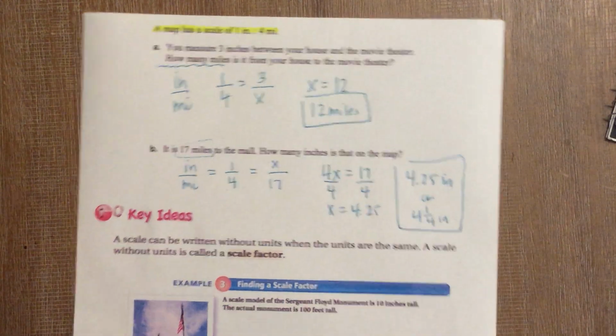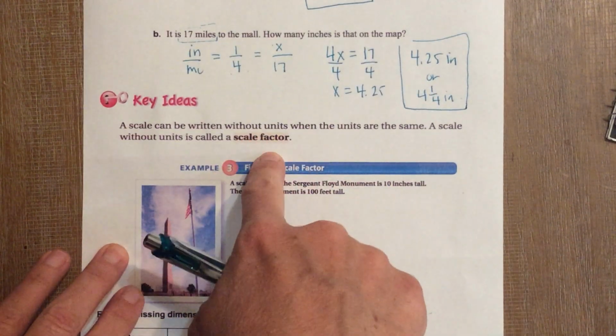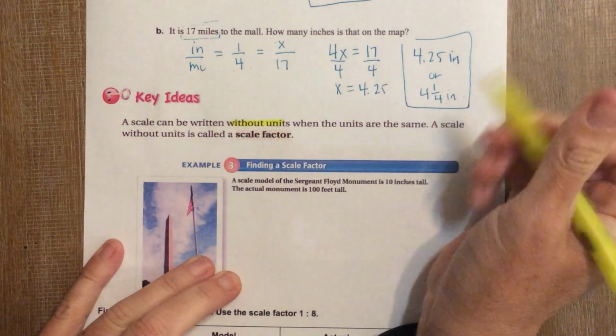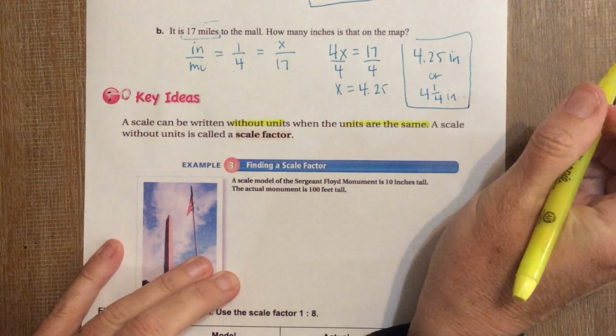Okay, your next key idea is dealing with something called a scale factor. This is when a scale is written without units, okay, without units, or when the units are the same.